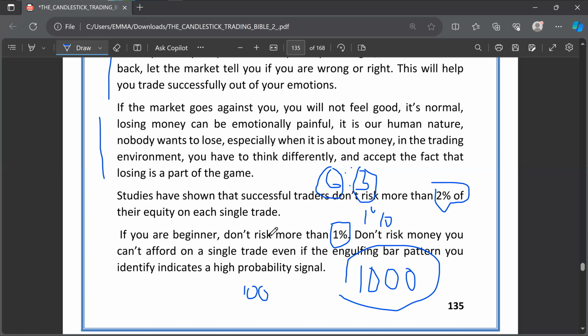Don't risk money you can't afford on a single trade, even if the engulfing bar pattern you identify indicates a higher probability setup. There's another factor. Many a time, we are too convinced that we take the uncalculated risk, right? We are too confident. In this profession, you can't be too confident, and you can't be afraid too much, right? You should put your emotions in check, and this is very important.